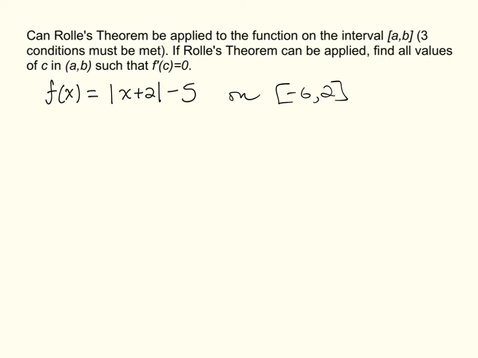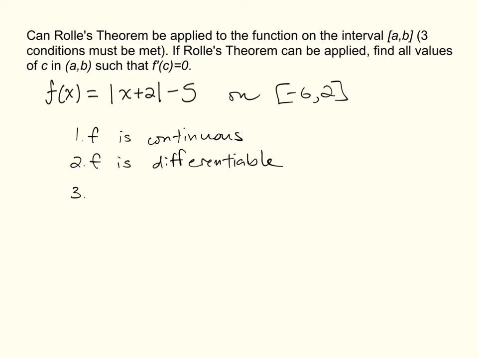The three conditions that need to be checked in order to see if Rolle's theorem can work are: the first condition, we have to make sure f is continuous. The second condition, you have to make sure f is differentiable. And the third condition is that f of a needs to be equal to f of b.